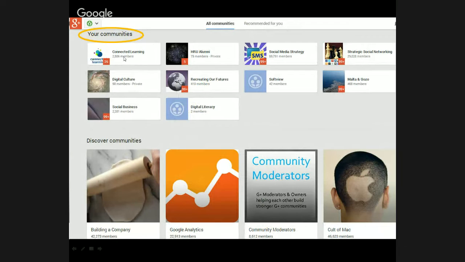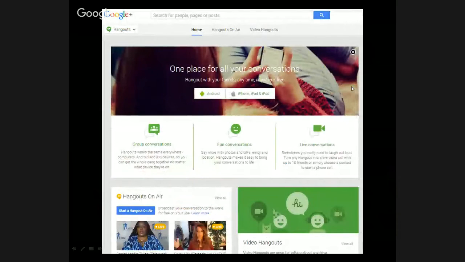I mean, here's, for example, some of my communities, for instance, things I'm part of. Okay, something called connected learning, digital culture, digital literacy, social media strategy. Somebody co-opted me into a group for Maltese people who use Google Plus, all sorts of communities over there.